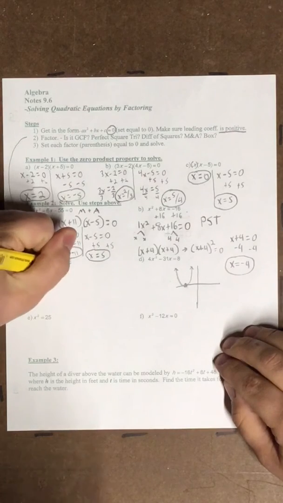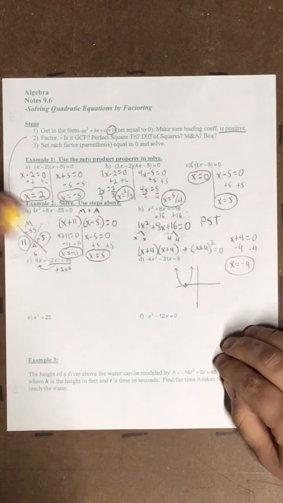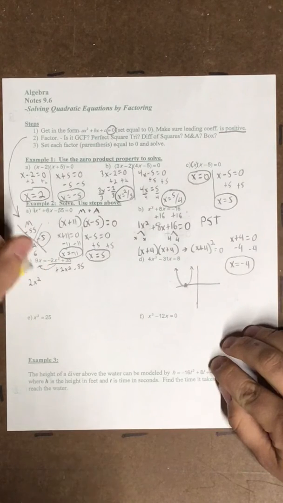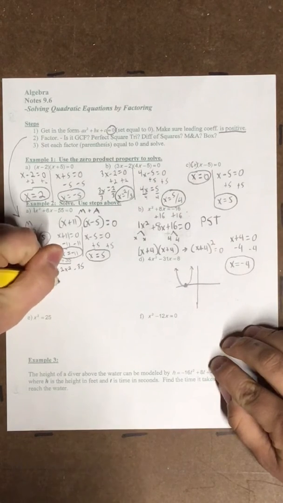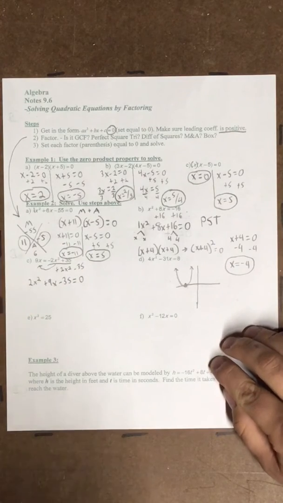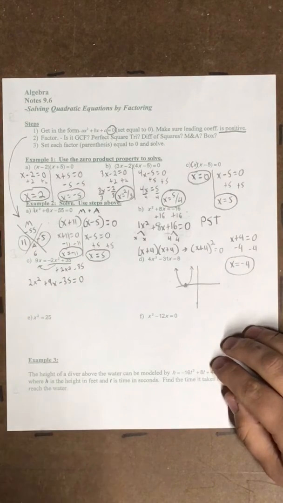When I do that, it would be plus 2x squared and minus 35 from both sides. What this will turn into is 2x squared plus 9x minus 35 is equal to 0. I need to figure out how to factor this. Here's the issue. It's a box method problem.